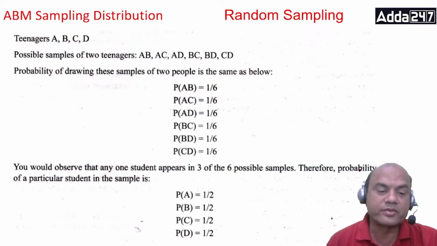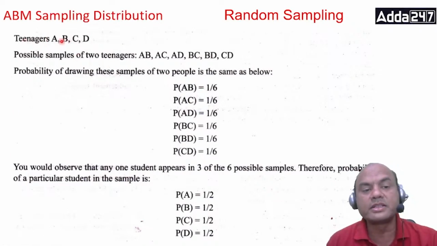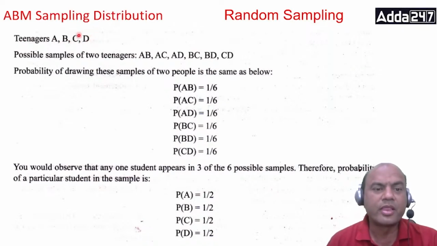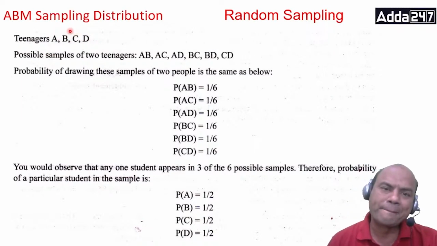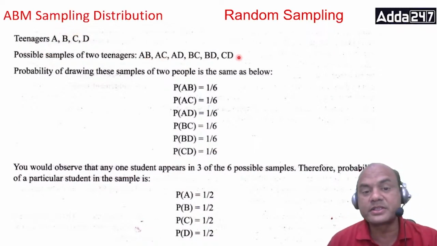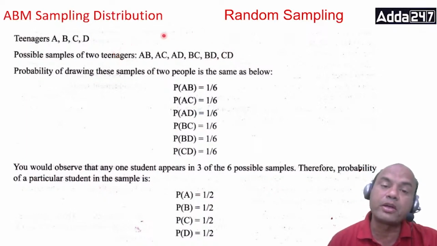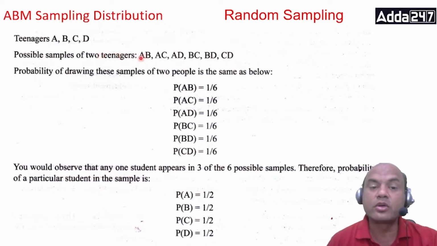Now let's look at simple random sampling with an example. There are 4 teenagers, A, B, C, D. Any boys, anyone we can consider. Now I have to select a group of 2. Groups of 2 can be selected in these ways: AB, AC, AD, BC, BD and CD. This is the only way I can select, right? You have a separate topic of probability where we'll study this again. So these are the groups I have selected.